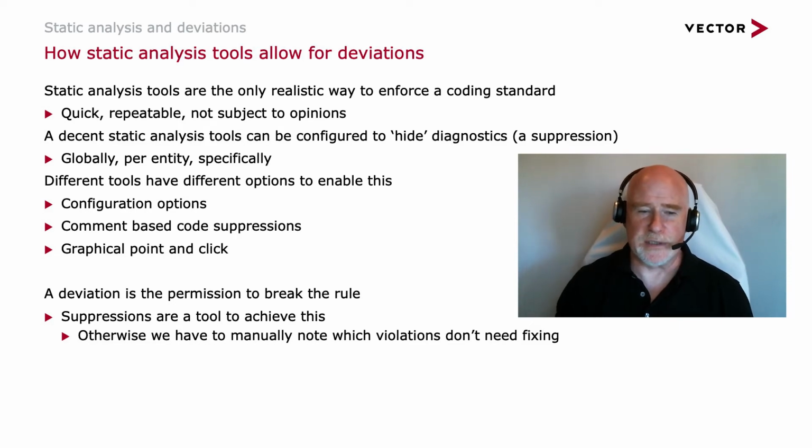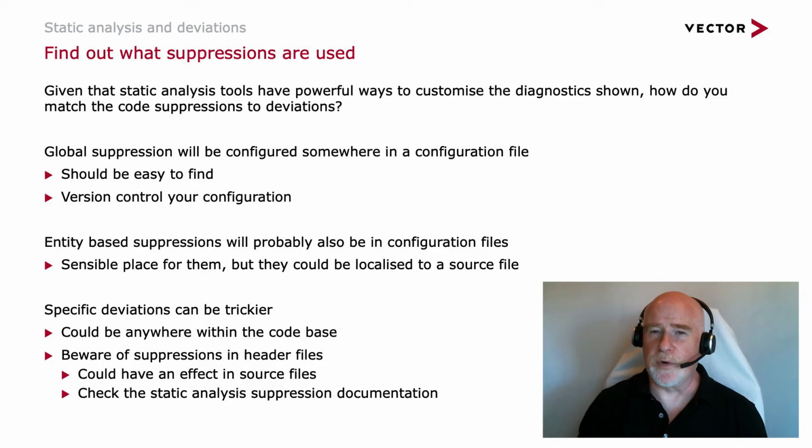So to clarify, a deviation is the permission to break a rule, and the suppression is a way to achieve this deviation. Otherwise, you have all the diagnostics in the code, and you have to manually note which ones you are deviating from that you don't need to fix, as opposed to the ones that you do need to fix, which can become very burdensome. So given that we have a powerful way to turn diagnostics on and off through our code base after analysis, how do we match up these suppressions to our deviations? The global suppression should be configured somewhere in a configuration file, and should be easy to find. And if we version control our configuration, we can have an audit trail for that as well.